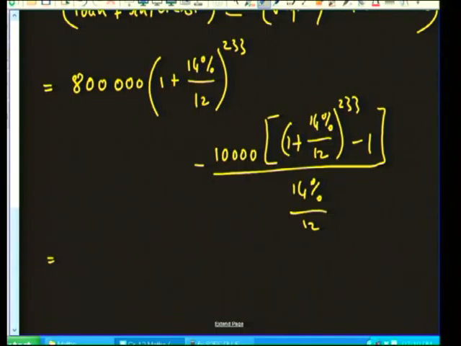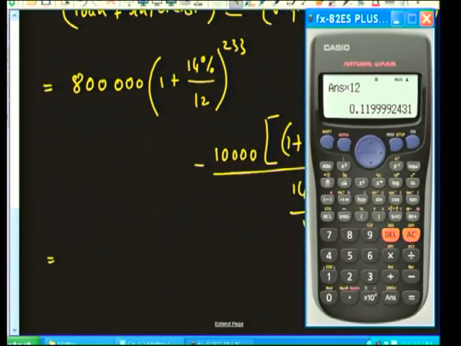Now, we pop that into our calculator. So, here we go. We got our 800,000, and that is 1 plus fraction button, our 14% monthly, and that is going to be the power 233. Wow. If we didn't have any repayments over our 233 months, we would be owing 11 million rand.